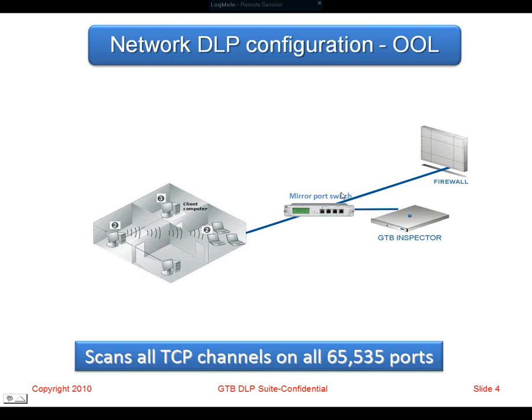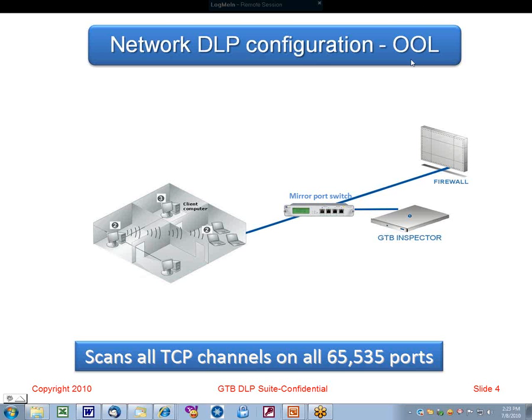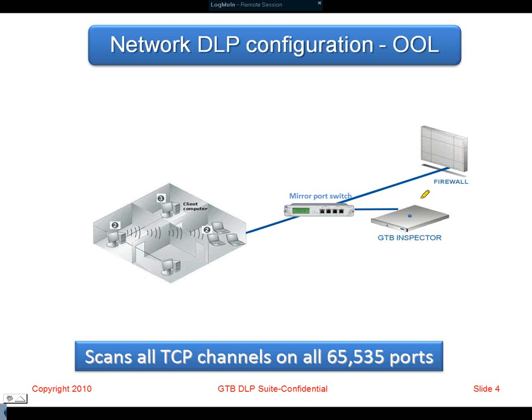In this configuration, we are going to look at the network piece, and at the heart of the solution is the GTB inspector. You'll notice that the inspector is located, in this case, out of line. Though the system is a dual mode system, it is able to be deployed either inline or out of line. In this case, the system is connected to a mirror port where it is able to see any outbound transmission from the network on any port, any protocol.